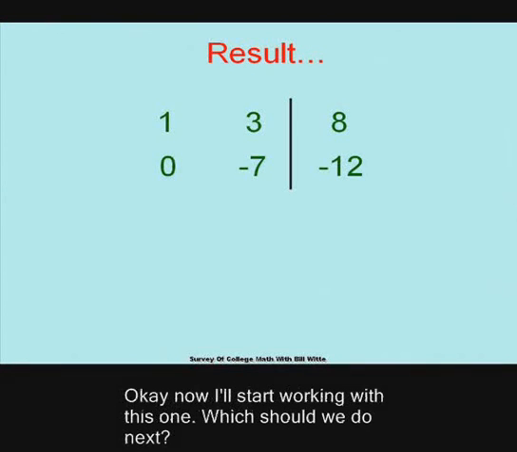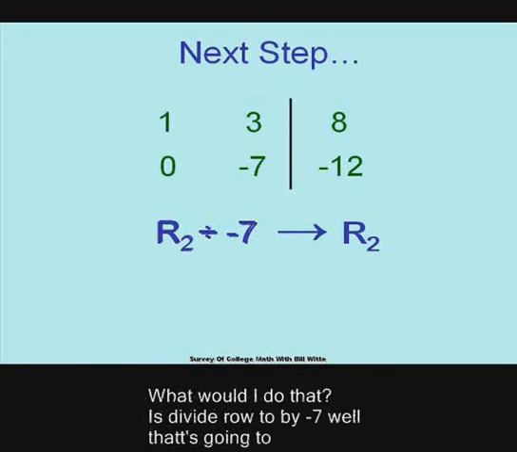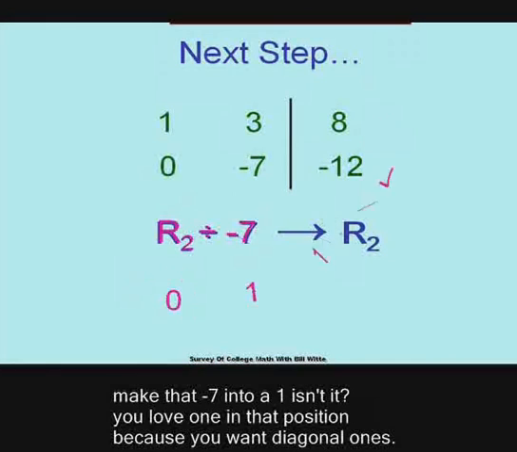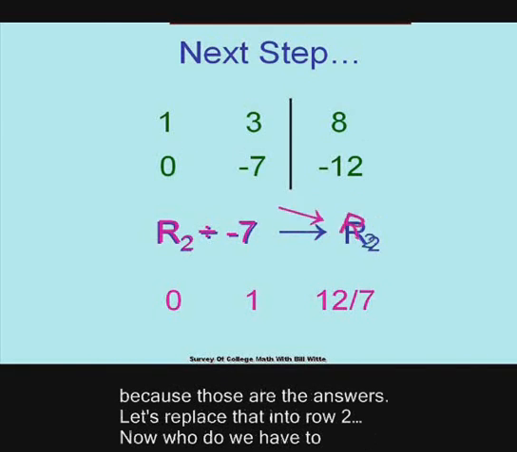Now I'll start working with this one. What should we do next? I'm going to divide row 2 by -7, and I'm going to take that answer and put it instead of row 2. Why would I do that? Well, that's going to make that -7 into a 1, isn't it? You love 1 in that position because you wanted diagonal ones. Of course, I'm going to get 12/7, but I can live with that. I don't care what's in the constant matrix because those are the answers. So let's replace that into row 2, and I'll get that 1 that I love.